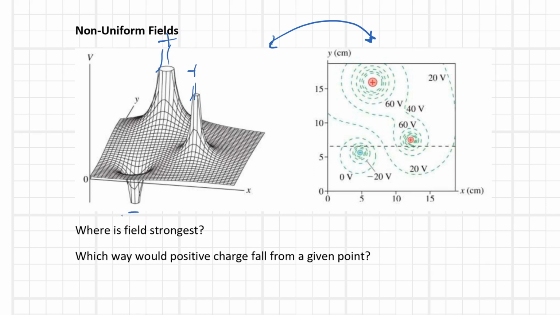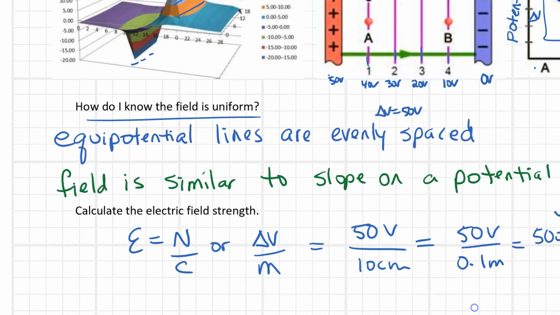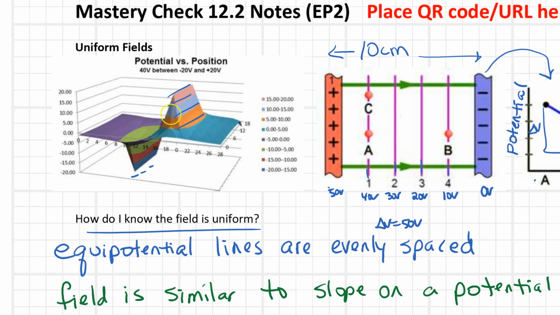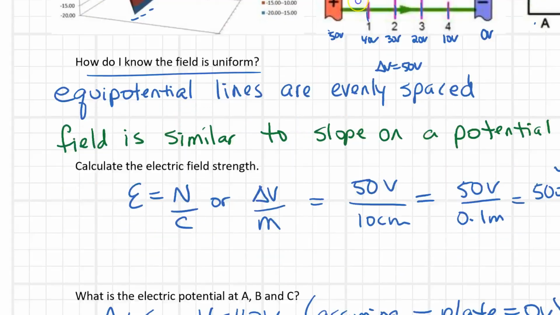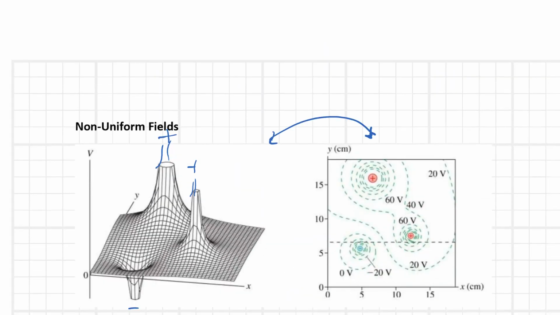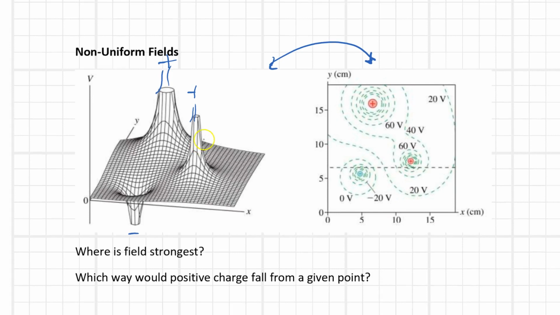So with uniform fields, if we make parallel plates, we have these beautiful uniform fields, a nice constant slope. Here we get a non-constant slope because we can see, hey, up over here it's really steep. Over here, it's pretty well flat. So this is a very strong field there, and a weak field over there.